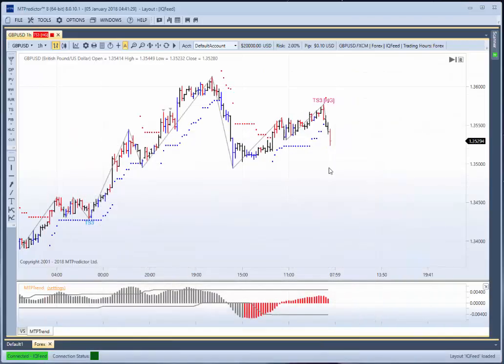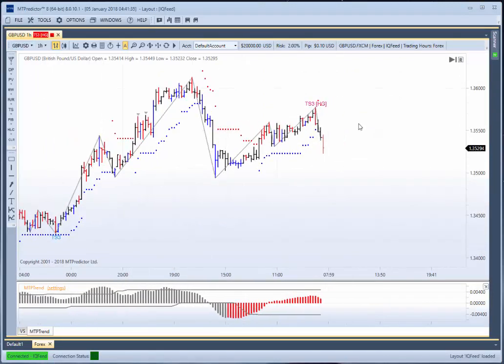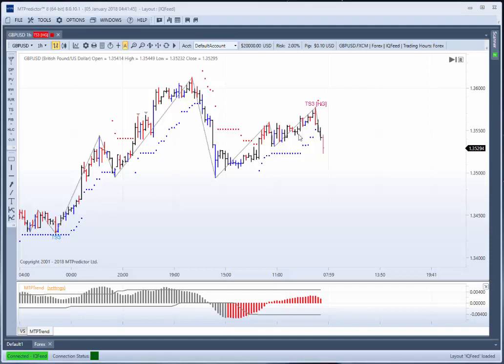Right, let's have a look at this chart that I want to look at the moment. It's a 1 hourly chart of the British pound US dollar. And you can see here that we have a TS3, HG or Holy Grail trade setup in the process of unfolding. So first of all, what is a Holy Grail trade setup? Well, a Holy Grail trade setup is a potential wave 2 that is potentially going to be the start of a strong wave 3.